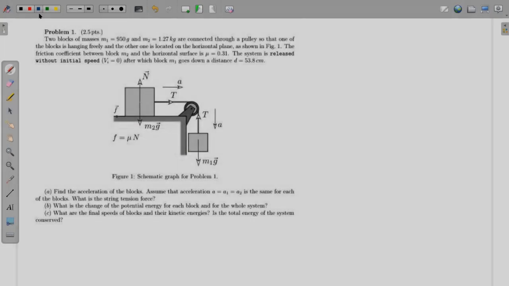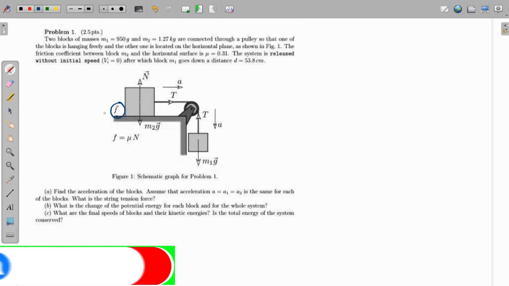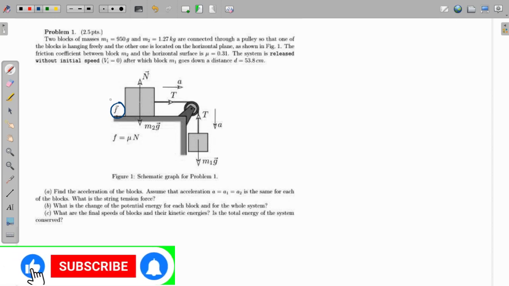Question: two blocks are given, of mass 950 grams and 1.27 kilograms, and they are connected over a pulley, so that one of the blocks is hanging freely and the other one is located on the horizontal plane. The friction coefficient between M2 and the horizontal surface is given, because of which there is friction, and the system is released without any initial velocity.